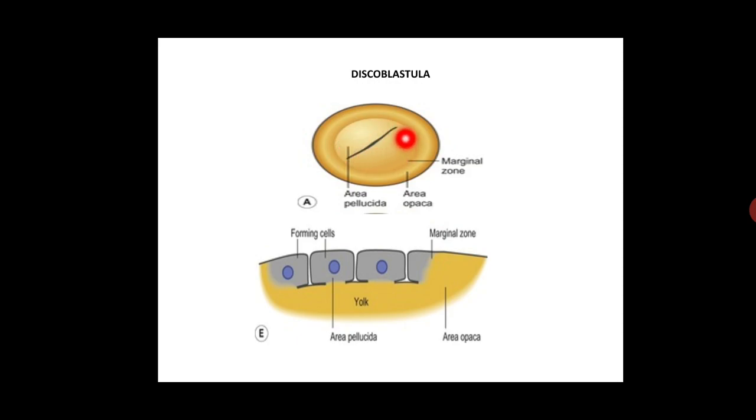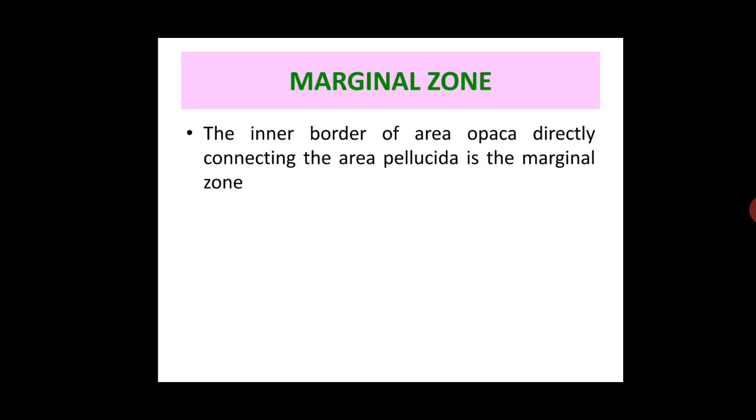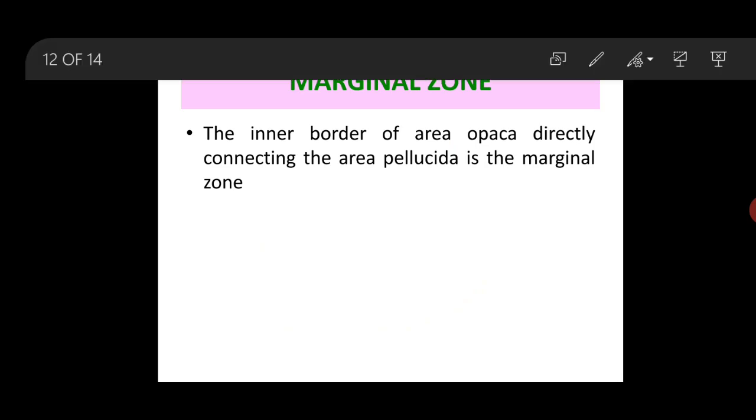This is discoblastula, in which the central area is area pellucida, the peripheral area is area opaca, and the junction of area pellucida and area opaca is marginal zone. This is cross section of discoblastula, in which this is area pellucida, this is area opaca, this is marginal zone. The inner border of area opaca directly connecting the area pellucida is called marginal zone.